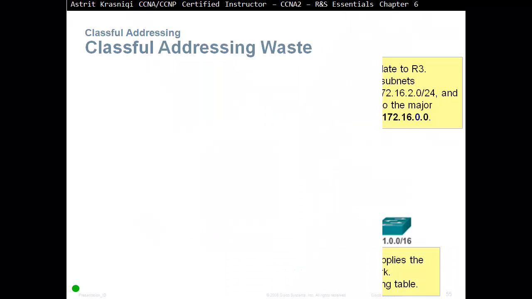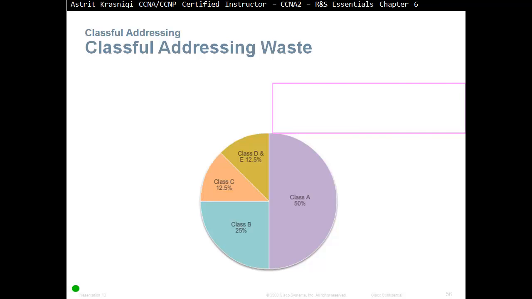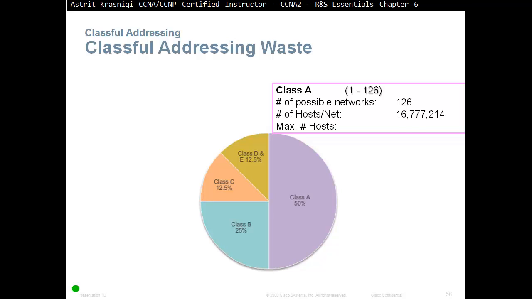So, classful address waste. Class A has 50% of all the addresses available in IPv4 from the 32-bit space. Class B has 25%, Class C has 12.5%, and D and E have the rest, 12.5%. Class A networks run from 1 to 126. So we have 126 networks, and each network has 16.7 million addresses. That's quite a lot.